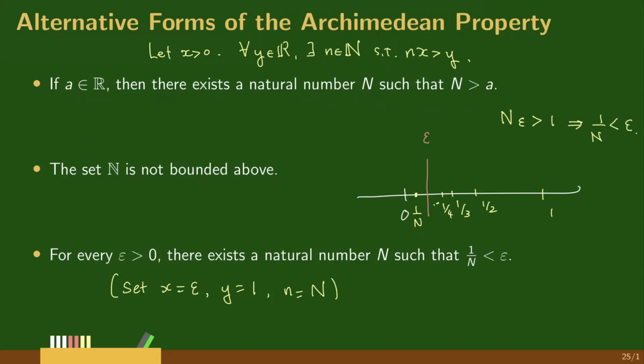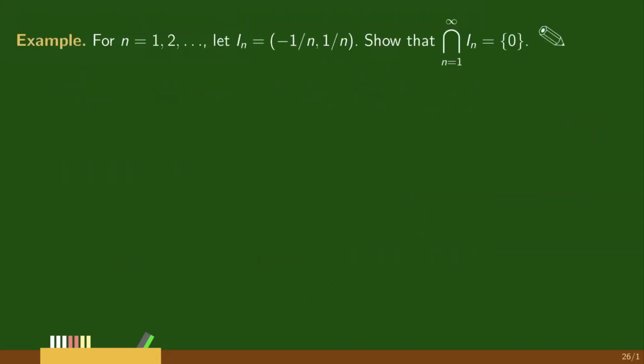All right. So let's take an example. For each n from 1 to infinity, let us denote by I_n the open interval from -1 over n to 1 over n, not including the endpoints. Show that these intervals intersect only at the origin.